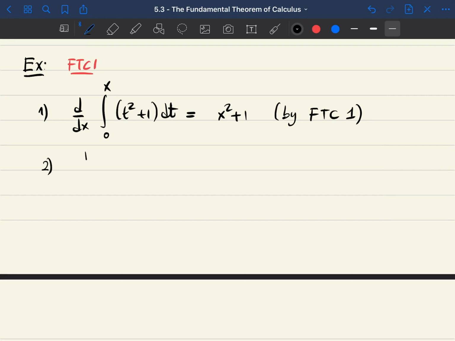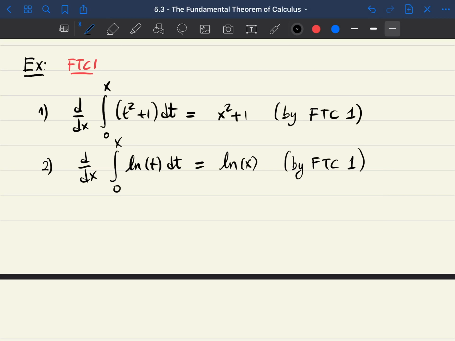Or another example would be the derivative with respect to x from 0 to x of any function that you like. For example, ln of t dt is equal to, for the same reasons, you just make this t here, you make it x. Okay, so then the answer is ln x, by FTC 1.